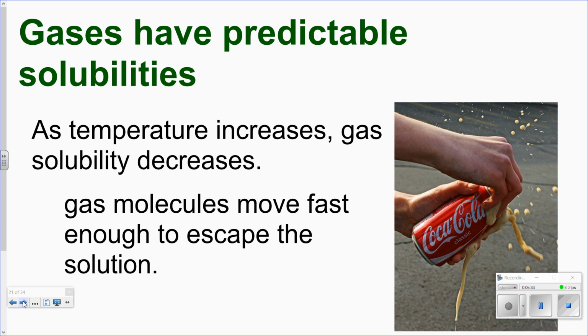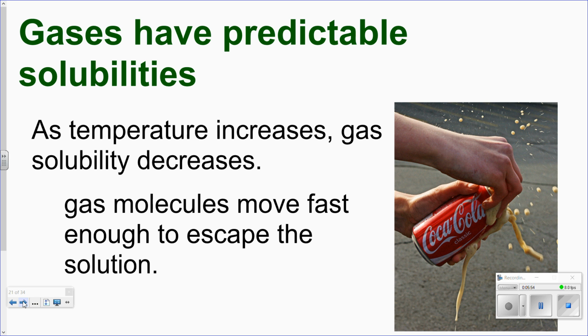Gas particles have predictable solubilities. As temperature increases, gas solubility decreases. So temperature in gas solubility is the opposite of pressure in gas solubility. Typically, as I increase temperature, gas solubility decreases. You get less gas dissolved.